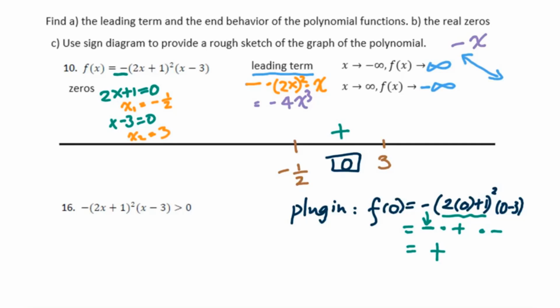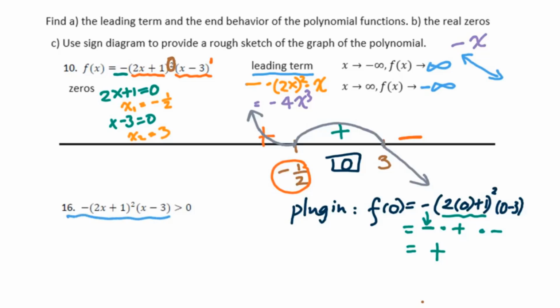Then check for this -1/2. You get the -1/2 from this factor. This factor has an even power. That means the neighbor interval has the same sign. It's a positive. Then go to this 3. 3 is a single factor, to the first power. Therefore, the neighbor interval has the different sign. This is a negative. Then we can sketch the graph now. It's a positive like this, and a positive here. This part is negative.